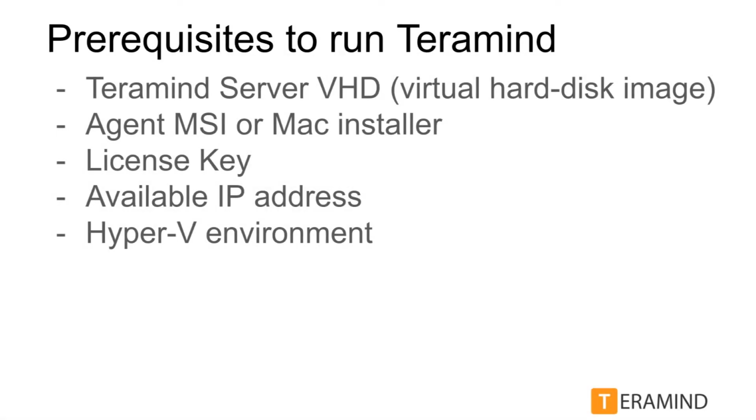You'll need three resources from us to get started: the VHD image, the agent, and the license key. All these can be obtained from the on-premise portal, which you can get to from our website. You'll also need an available IP on your network to assign to the server, as well as a Windows machine equipped with Hyper-V.